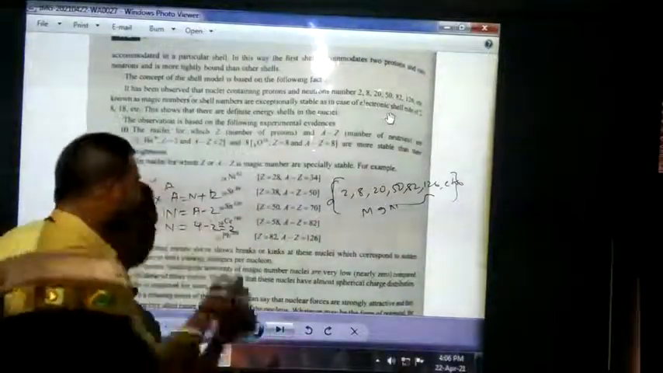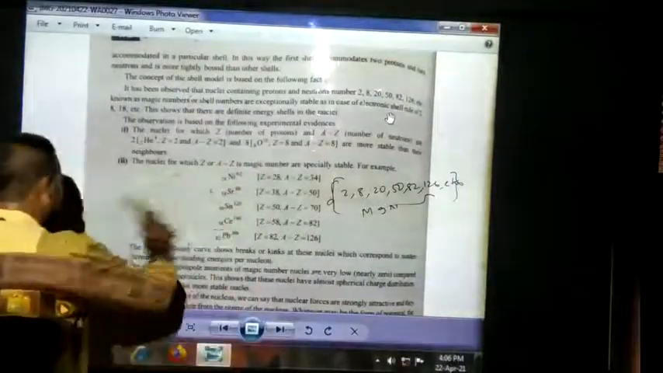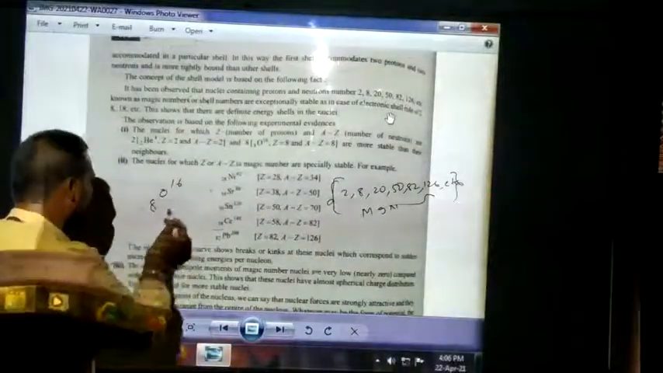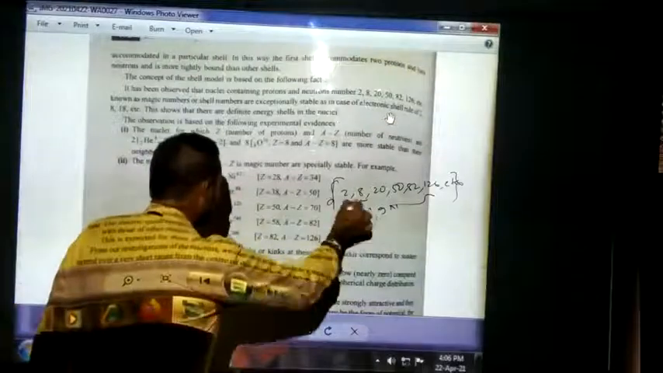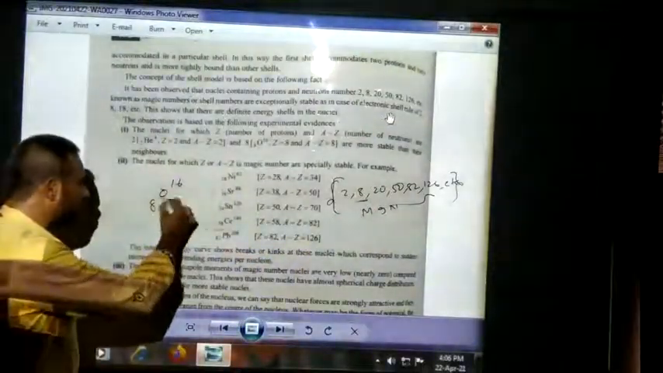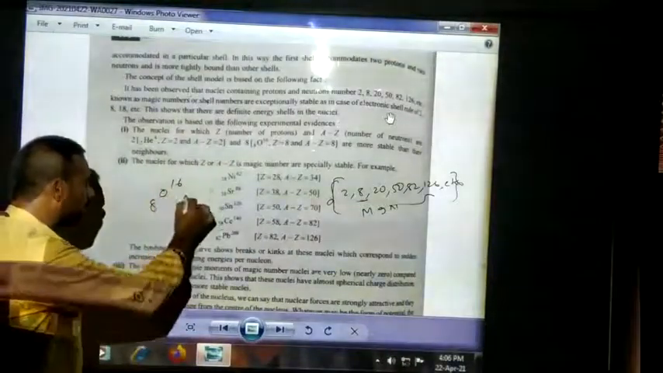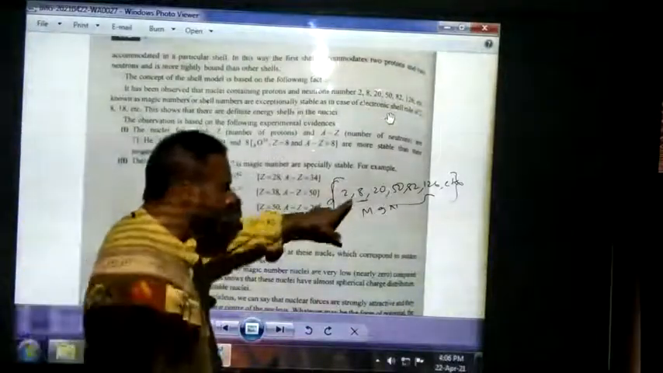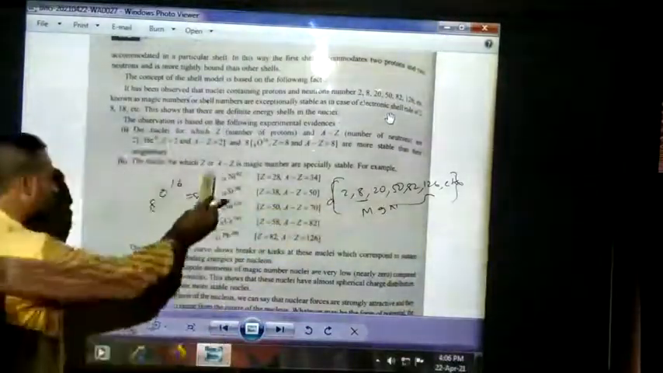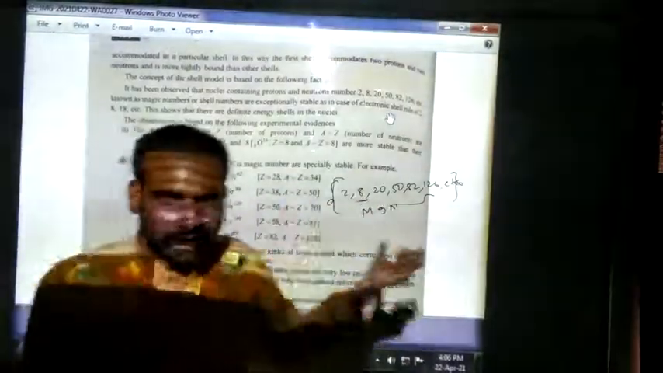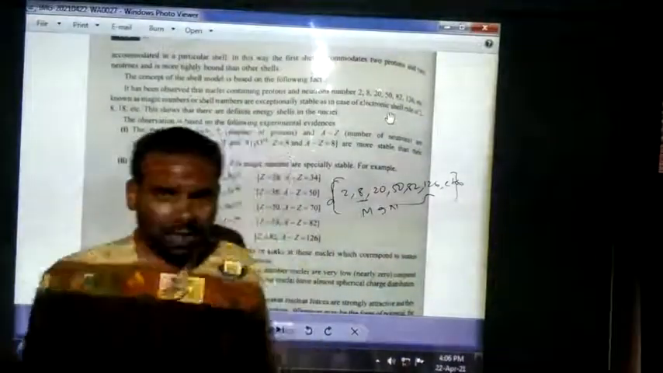Similarly, take another example, oxygen, 8O16. Here 8 comes under the magic number set, and hence oxygen is also more stable. If you subtract, 16 minus 8 is again 8, which is the number of neutrons. The number of protons and the number of neutrons are both magic numbers. Hence oxygen is also more stable. Like this, we can explain the concept of magic numbers.